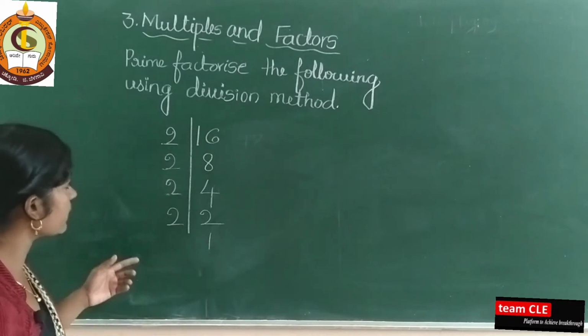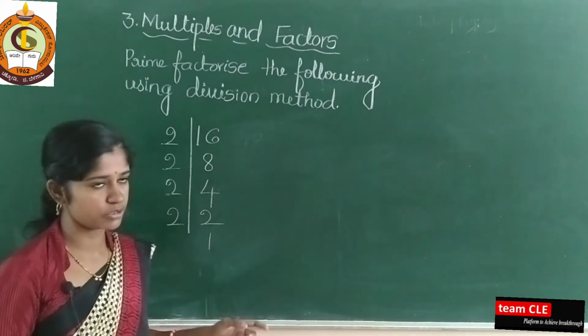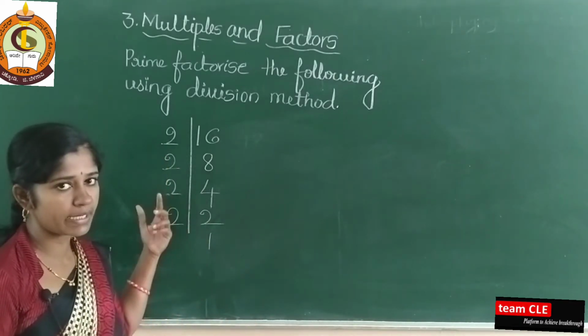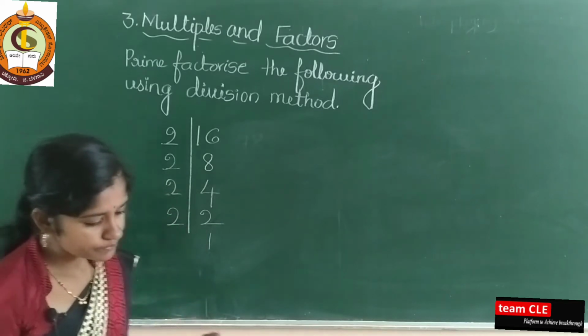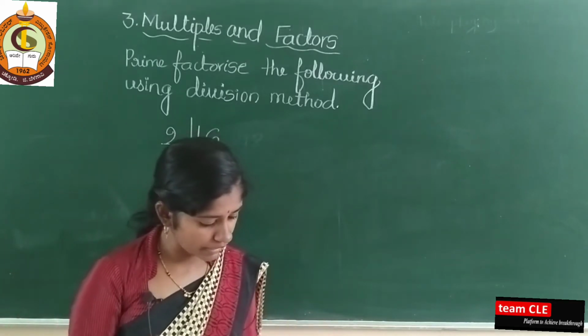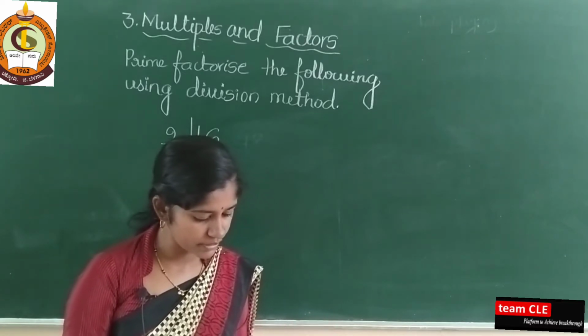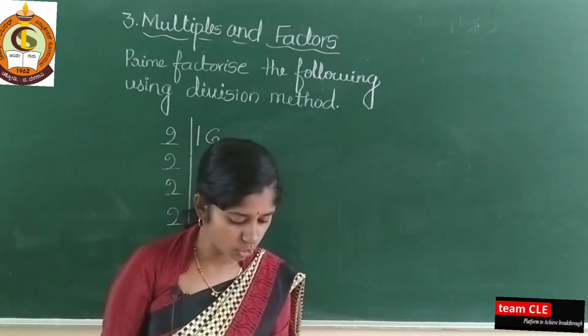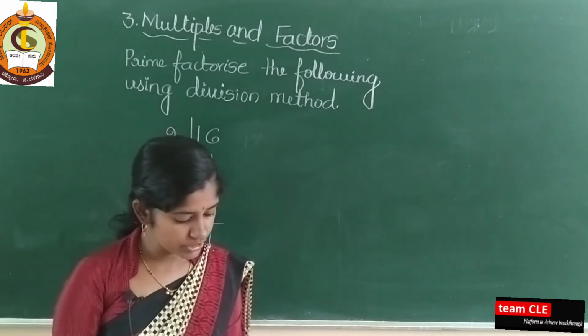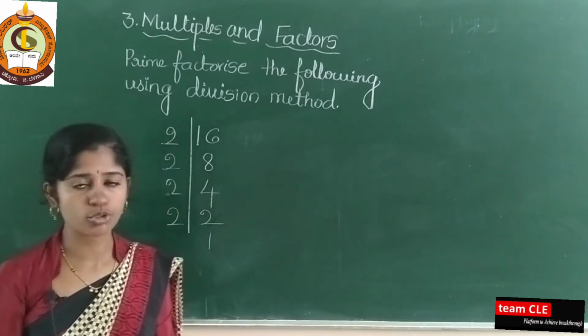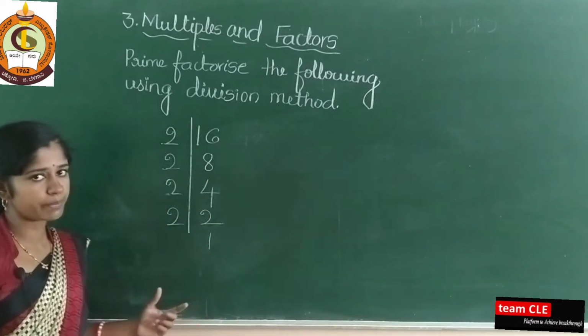While taking you must and should take the prime numbers. Don't take here directly 8 or directly 4 because we are learning here prime factorization. Prime factorization is the method of expressing the number as the product of its factors which are primes. Okay, so that's why you have to use here prime numbers.